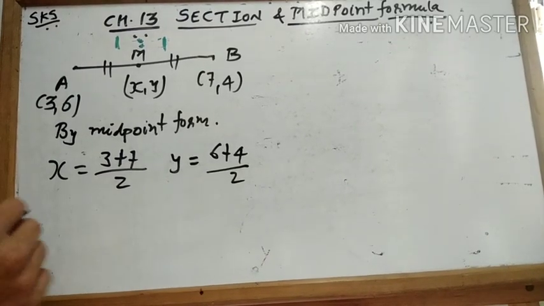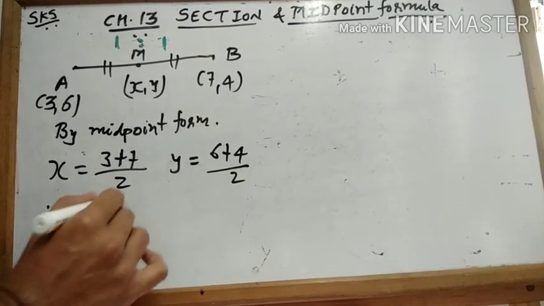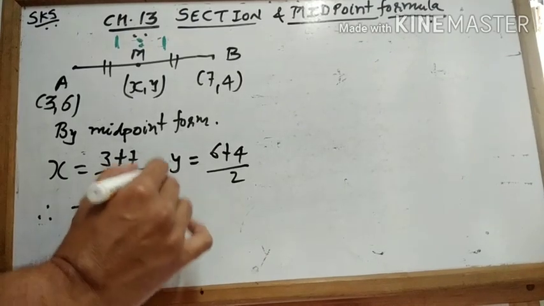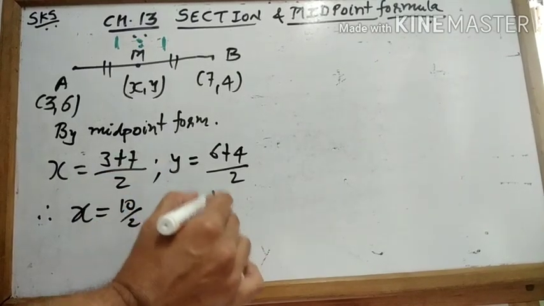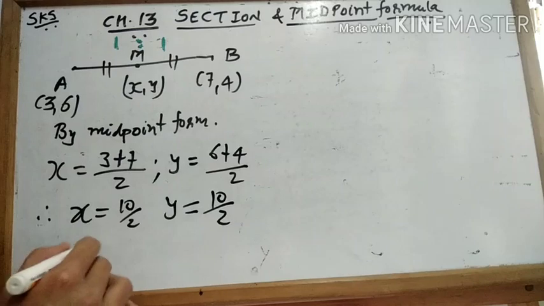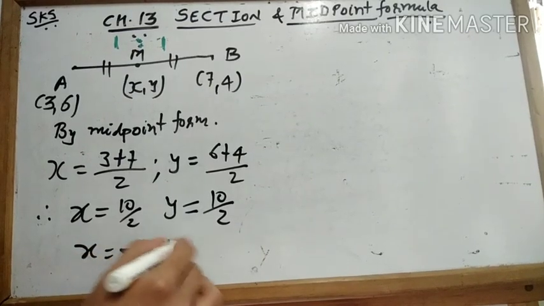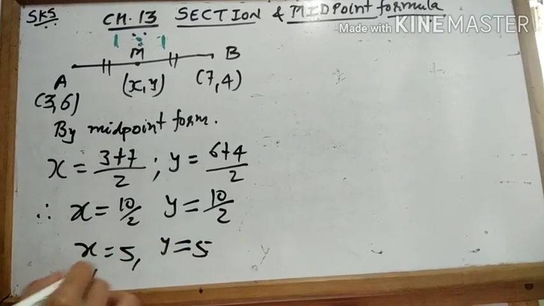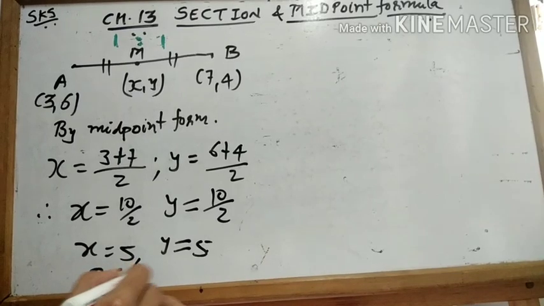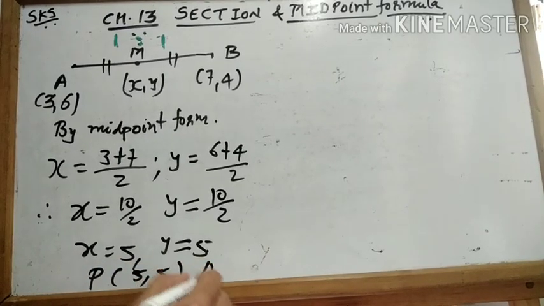If I want to know the calculation part of this, it will be 10 over 2, and here it will be 10 over 2. So x will be equal to 5 and y also will be equal to 5. So the coordinates of point M are (5, 5). That is your answer.